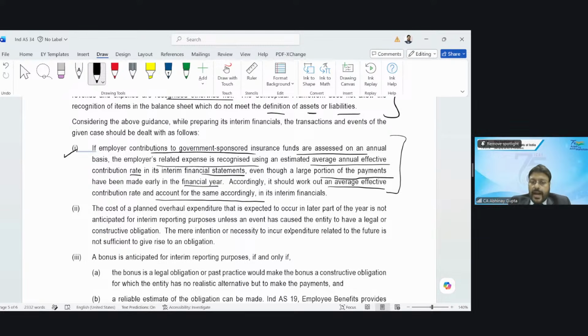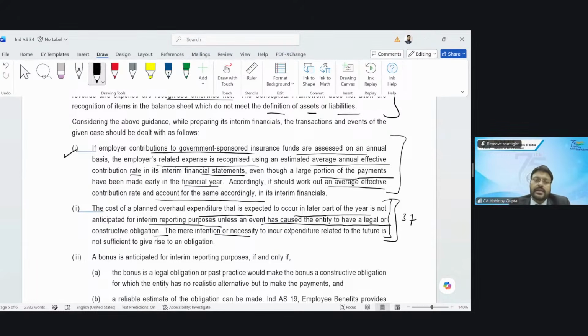The cost of the planned overall expenditure that is expected to occur in the later part of the year is not anticipated for the interim reporting purpose unless the event has caused the entity to have a legal or constructive obligation. The mere intention to incur some expenditure in the future does not give rise to an obligation, right? Because as per Ind AS 37, condition is present obligation. If obligation is not present, then there wouldn't be any liability, and there is no liability, so there is no expense, right? So for the future plans, we are not going to pass any journal entry.